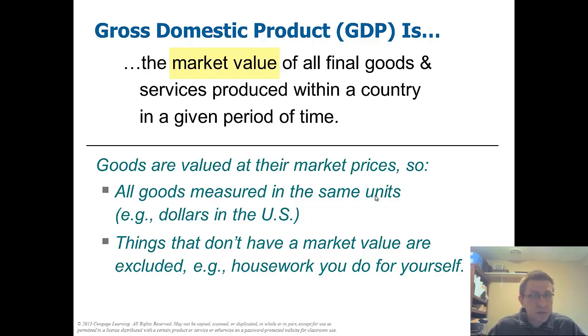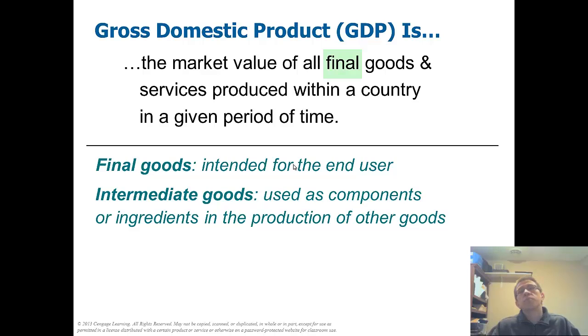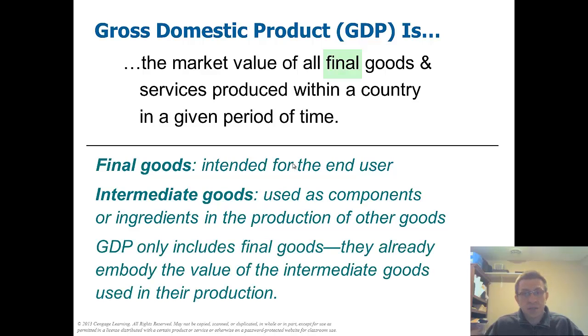So housework you do for yourself is not counted. We say all, and all is included. Everything that goes through the market, all goods and services, are counted, but we do only count final goods and services. The reason we don't count intermediate goods is that GDP counts final products.